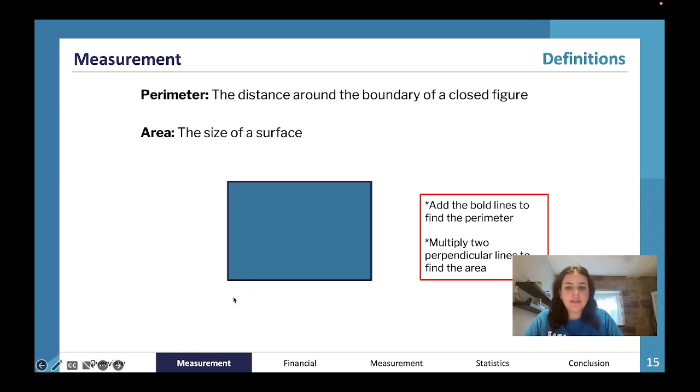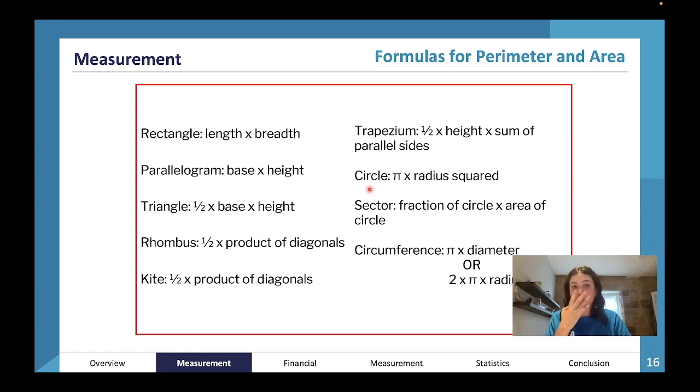If we take a look at this, I've got my little laser pointer, this shape here. If we add these four sides together, we'd have the perimeter. If we multiplied this side by this side, we would find the area. Pretty basic stuff. This is super, super important. It's why it's in a beautiful red box. These are our formulas for perimeter and area.